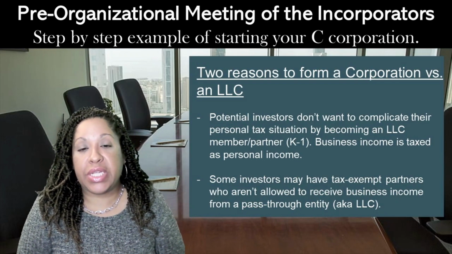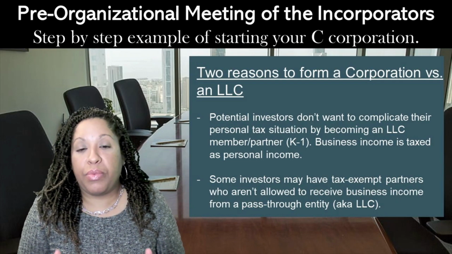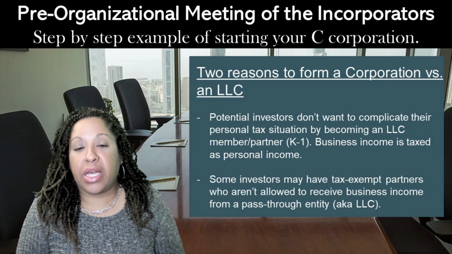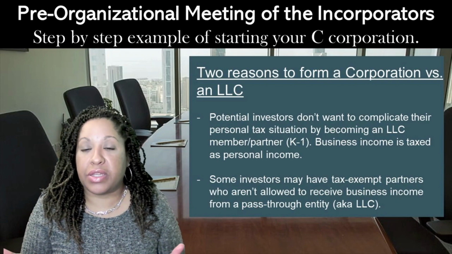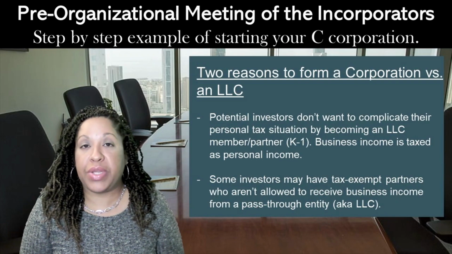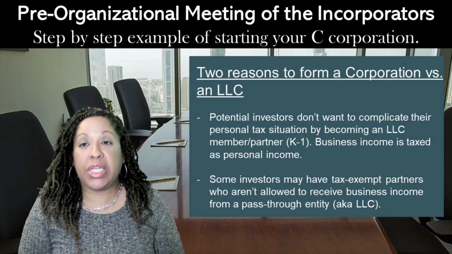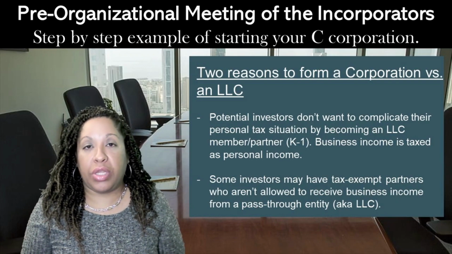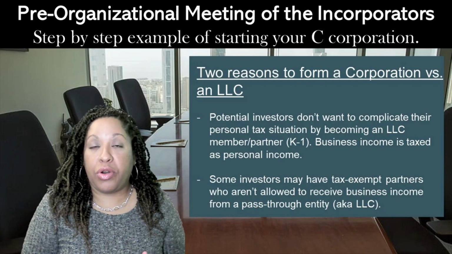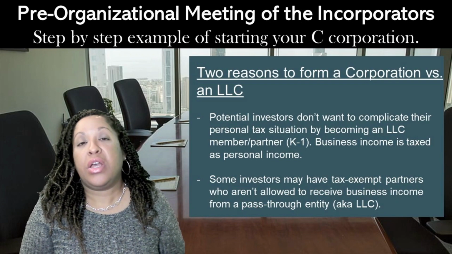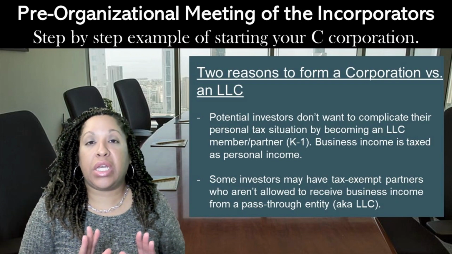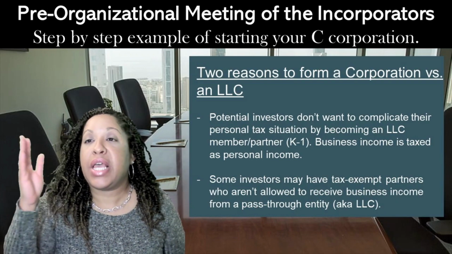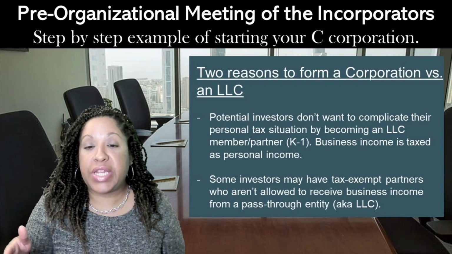And the second reason is some investors may have tax exempt partners who aren't allowed to receive business income from a pass through entity, aka LLC. So an LLC is known as a pass through entity, similar to an S corporation, meaning any income or expenses earned or spent by the entity, the LLC, will be reported on the personal taxes. Corporations, you don't have that. Corporations are basically, again, separate. You as the owner, shareholder, report your own taxes, and then the business entity, the corporation, reports their own taxes.